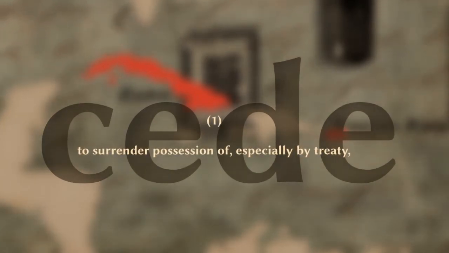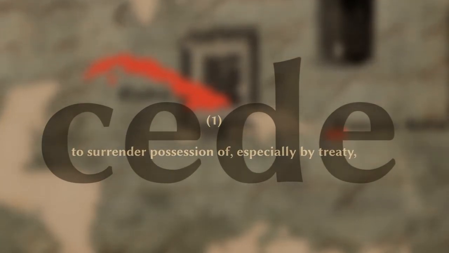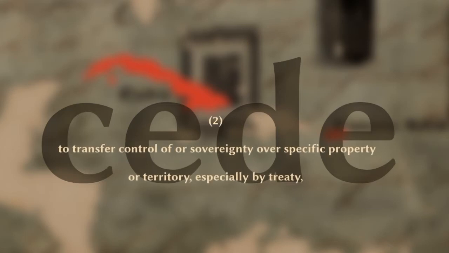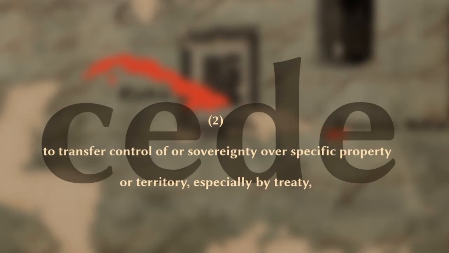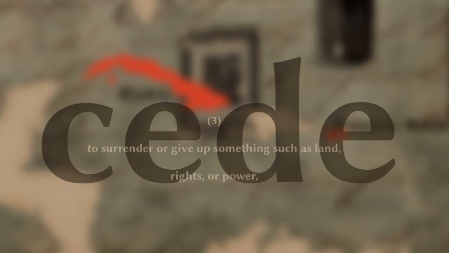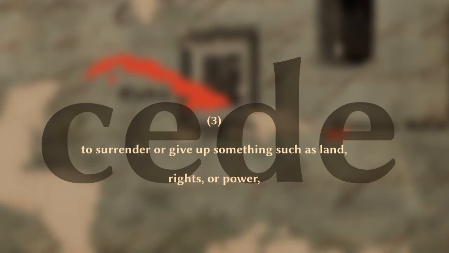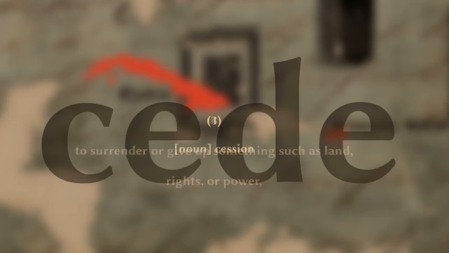To surrender possession of, especially by treaty. To transfer control of or sovereignty over specific property or territory, especially by treaty. To surrender or give up something such as land, rights, or power. Noun, cession.